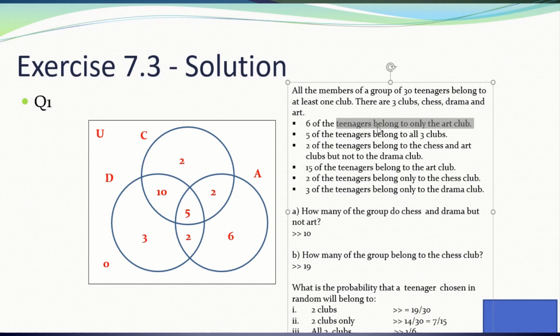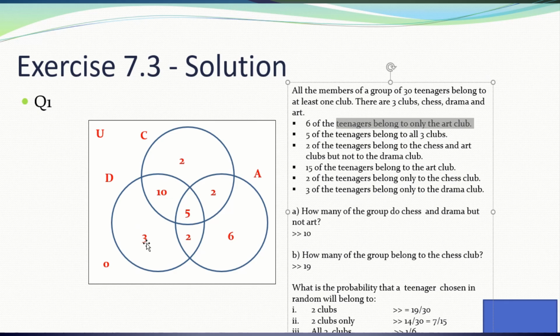15 belong to the art club. That means the art club in total must be 15. That means when you total this up, it must be 15. 2 teenagers belong only to the chess club. So only the chess club is 2. 3 belong only to the drama club. So 3 belong only here.